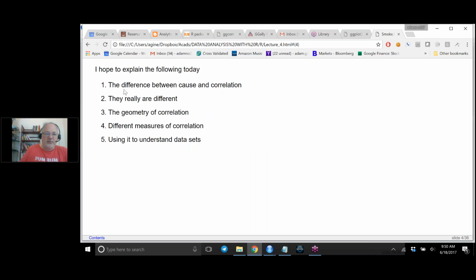Okay, so the goals for today are to talk about the difference between cause and correlation, explain that they really are different, talk a little bit about the geometry, which is how you can think about it, mention different measures of correlation, and show how it can be used to understand data sets. Of course, number 5 is the goal, using it to understand data sets. But understanding the difference between cause and correlation is a big deal.